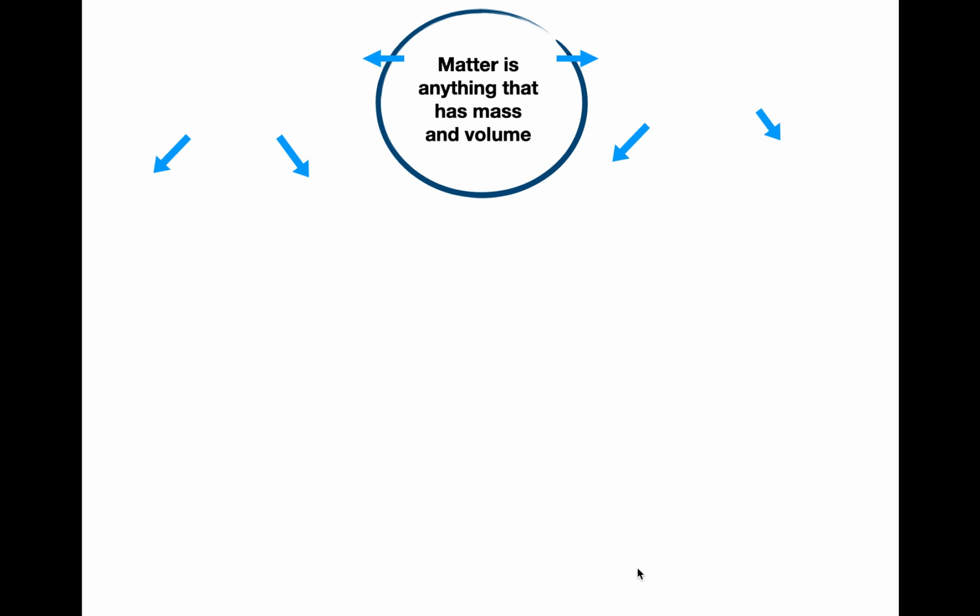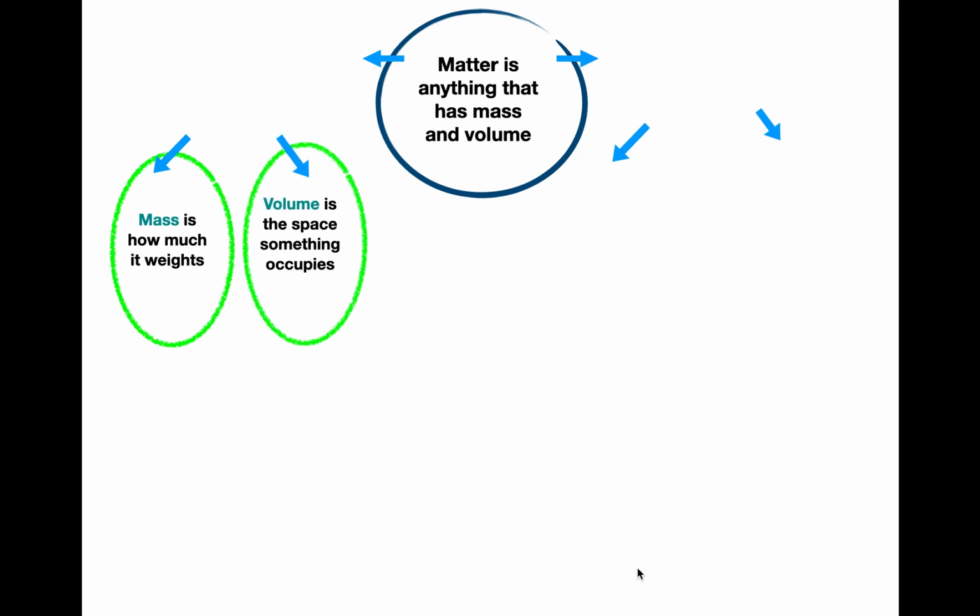Okay, we are going to start with a little introduction about matter. Matter is anything that has mass and volume, and what is that? Mass is how much something weighs, anything, an object weighs, and volume is the space something occupies.